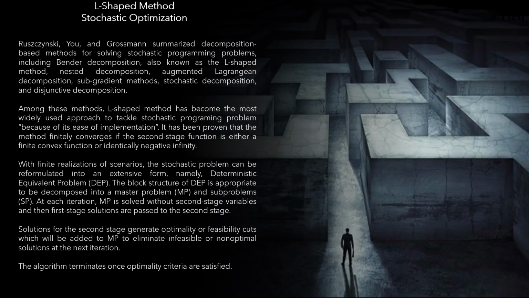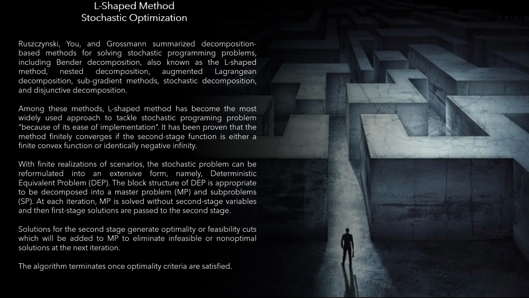ease of implementation. It has been proven that the method finitely converges if the second stage function is either a finite convex function or identically negative infinity. With finite realizations of scenarios, the stochastic problem can be reformulated into an extensive form, namely, the deterministic equivalent problem, DEP. The block structure of DEP is appropriate to be decomposed into a master problem, MP, and subproblems, SP.